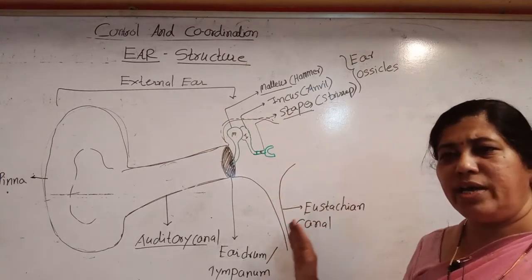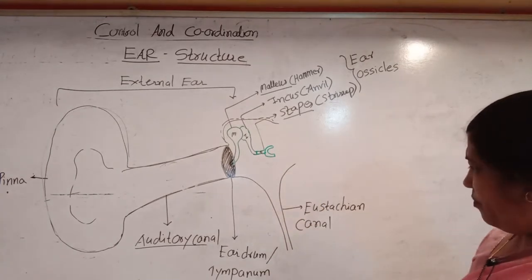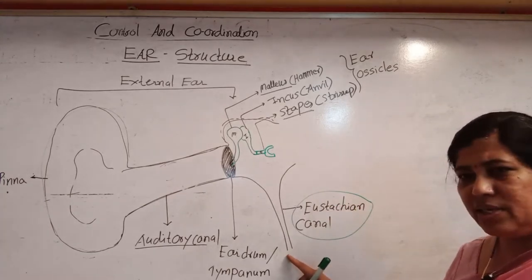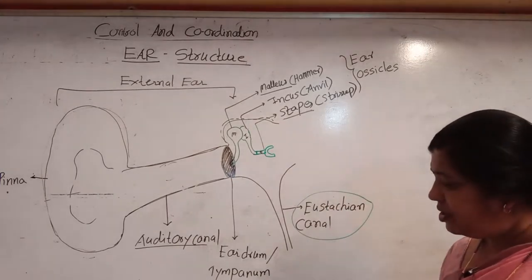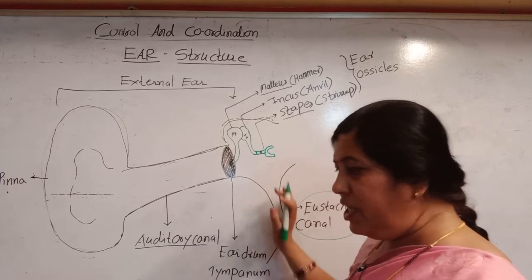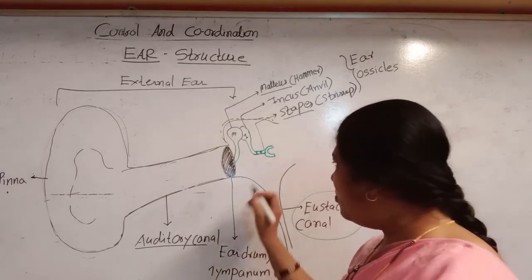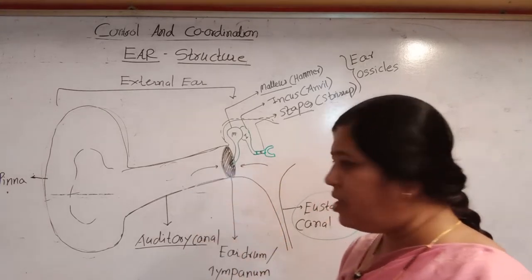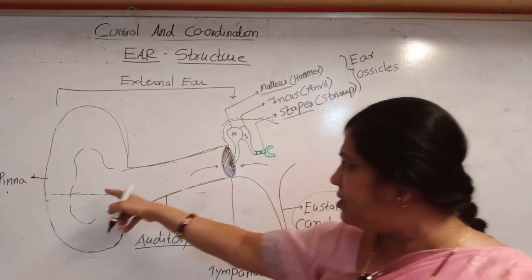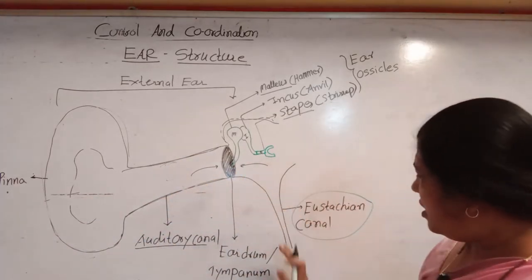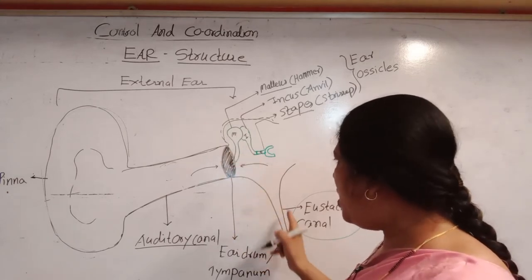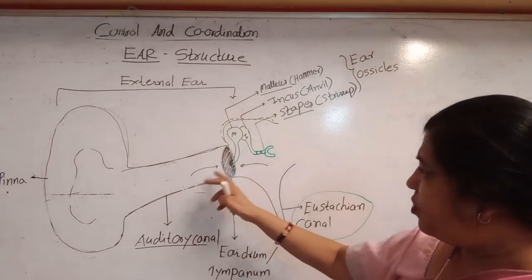Which means the Eustachian canal connects the pharynx to the middle ear. So what is the function of the Eustachian canal? The Eustachian canal opens into the pharynx, and the pharynx opens into the mouth. The Eustachian canal maintains equal pressure on both sides of the eardrum, because air can come from the external ear, and air can come from the Eustachian canal, and therefore the Eustachian canal helps to maintain equal pressure on both sides of the eardrum.